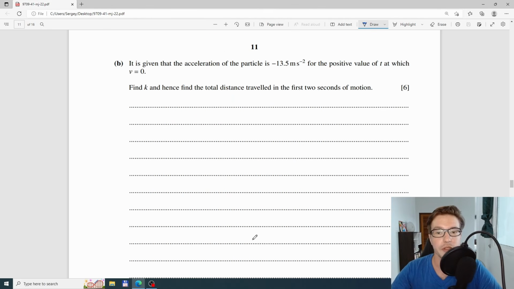Okay, let's have a look at question B. Now we're given that the acceleration of the particle is minus 13.5 meters per second squared for the positive value of t at which v equals 0. And we're looking for the value of a constant k and the total distance traveled for the first 2 seconds of motion. So s when t equals 2.